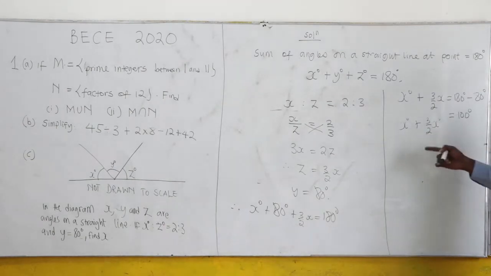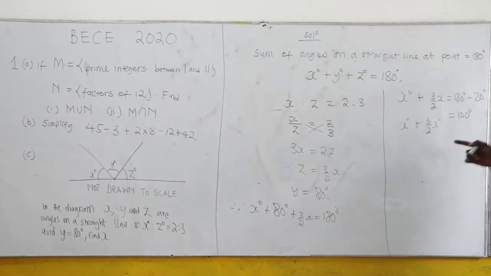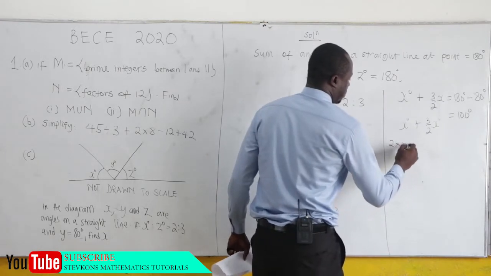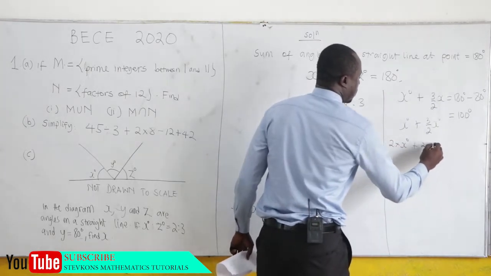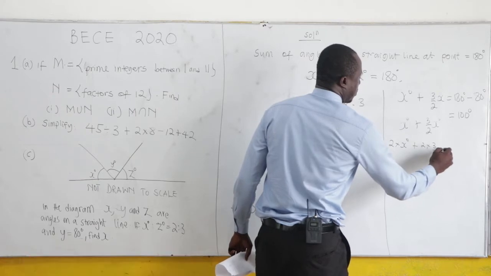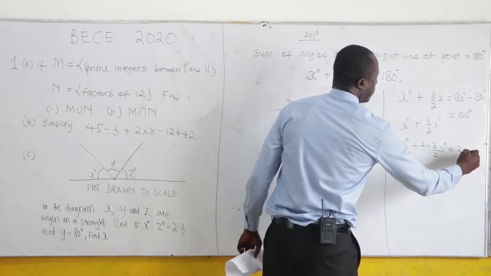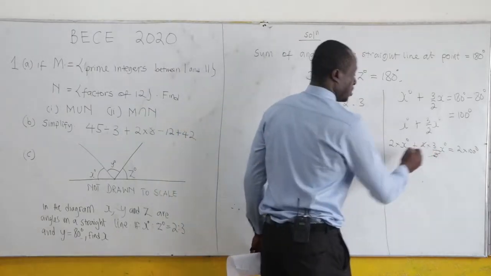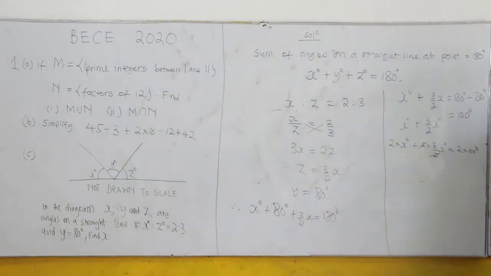Now, what is the LCM here? The LCM here is 2, so we multiply each term by 2. So we have 2 times x degrees, 2 times 3 over 2 x degrees, 2 times 100 degrees. Now what can we see here? This 2 is cancelling out the 2 over here.